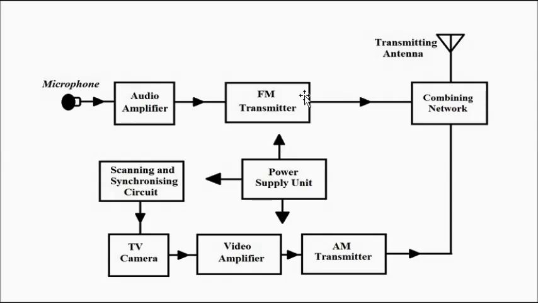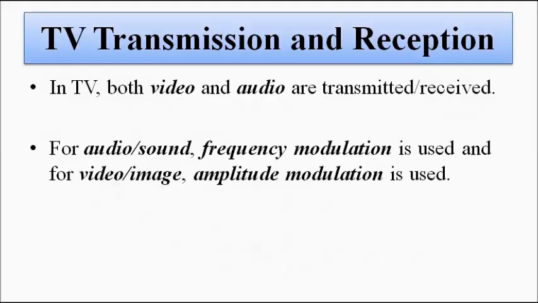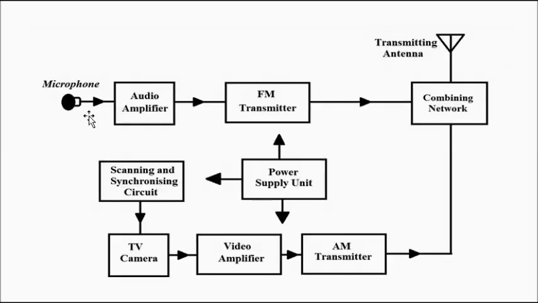Okay, so this is the basic process of transmission in TV. The two important elements, audio and video. Audio gets frequency modulated, video gets amplitude modulated, and this is the job of these two sections, the audio section at the top here and the video section at the bottom. Okay, so these are the basic concepts related to TV transmission.